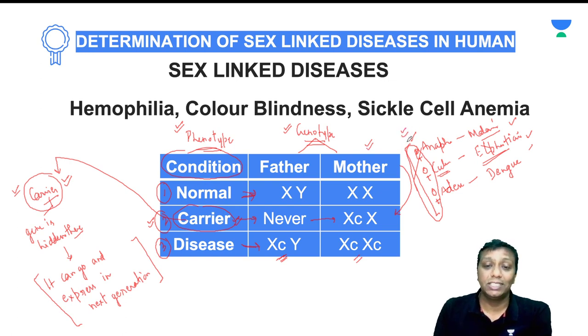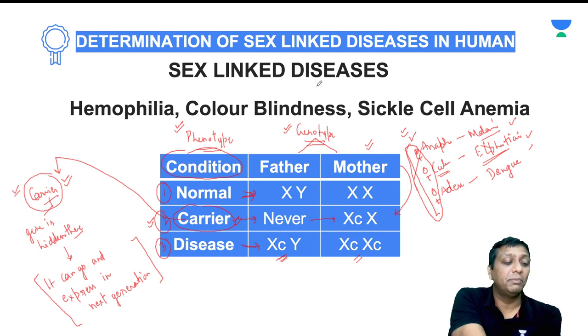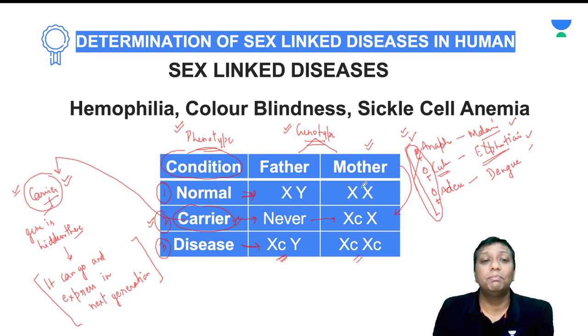Here you people can see this type of condition. So similarly, guys, the 16 disease characters I'm discussing here are a part of the female. Now you come to the numericals, guys. The genotype, I hope you remember: XY father, XX mother. Father can never be a carrier. Mother has the possibility of being a carrier, XCX. Father, if he has the disease, XCY. Mother with the disease, XCXC.